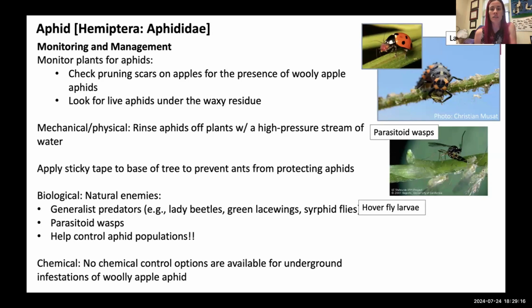Lots of things love to eat aphids. And there are insecticides available, except for woolly apple aphid, which has underground infestations. But otherwise, there are lots of things that you can do for aphid management.